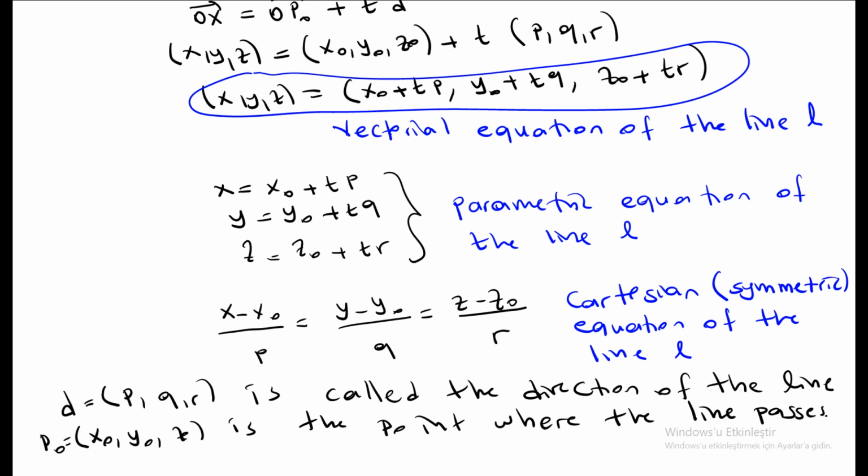So we have three types of equation: the vectorial equation, the parametric equation, and the last one is Cartesian equation. So this T is the parameter. Actually, this T determines the line, because every time T takes some values and our line consists.